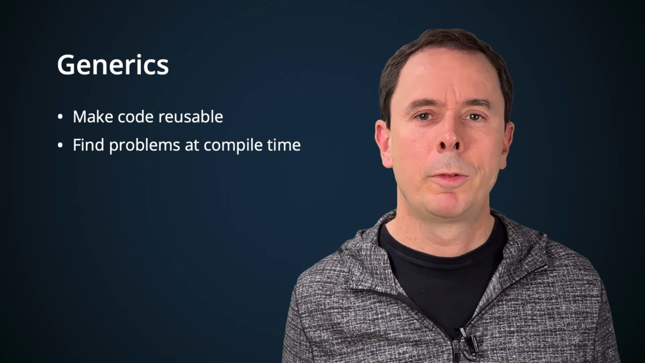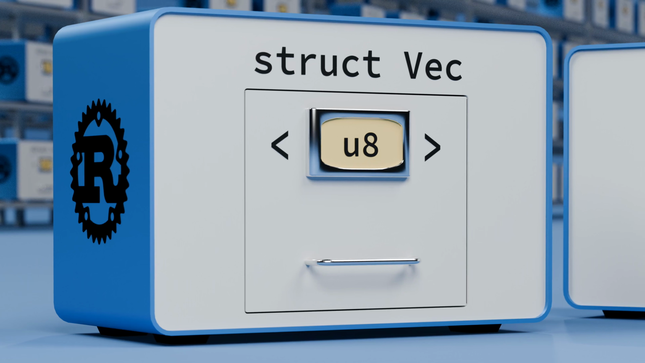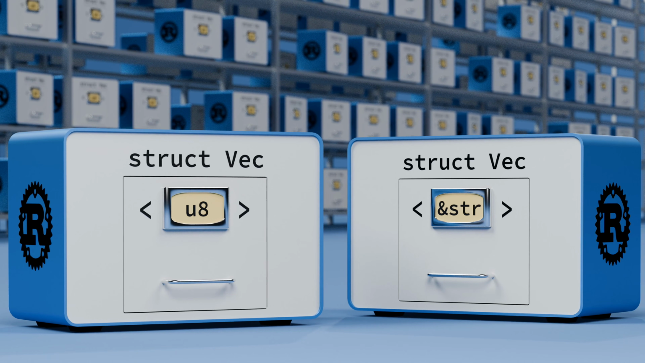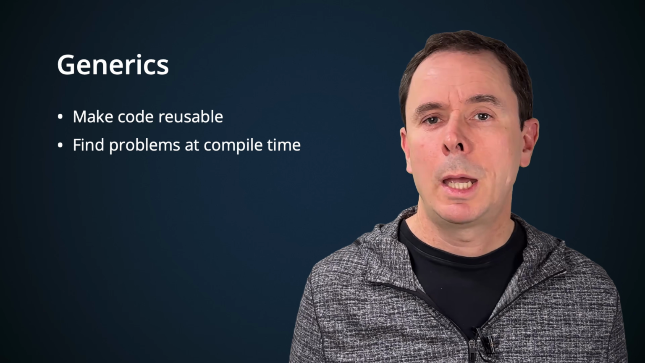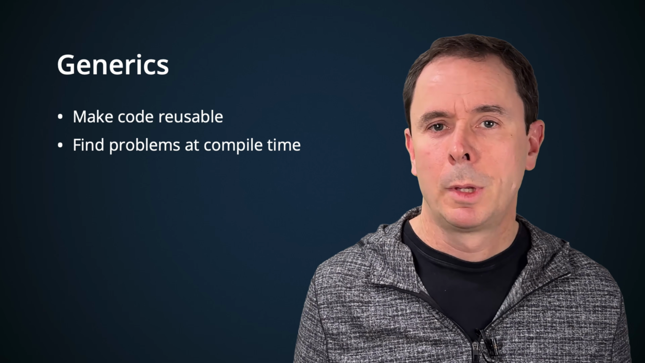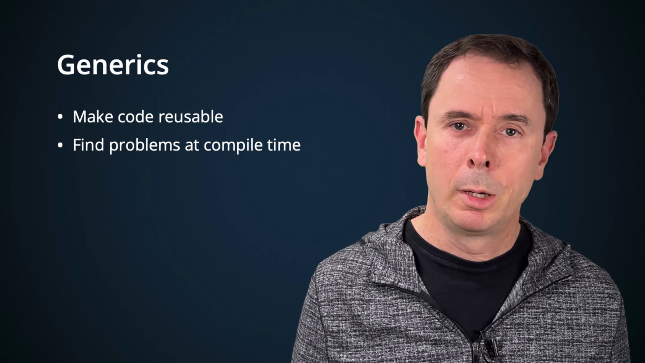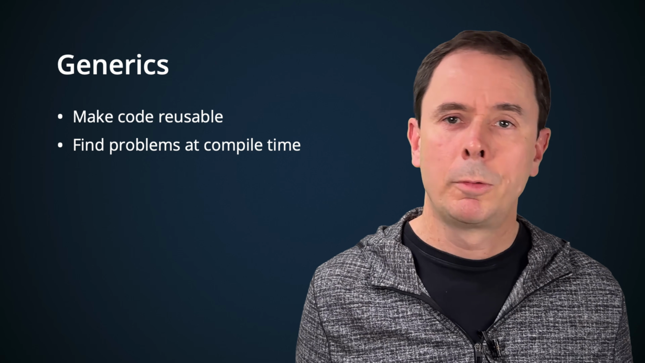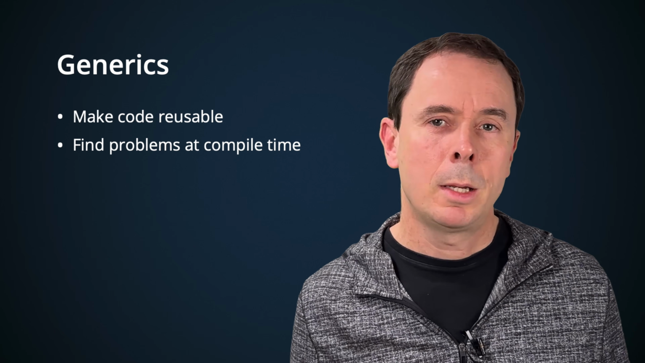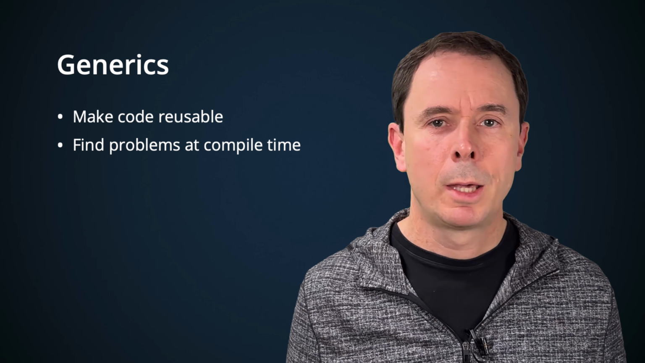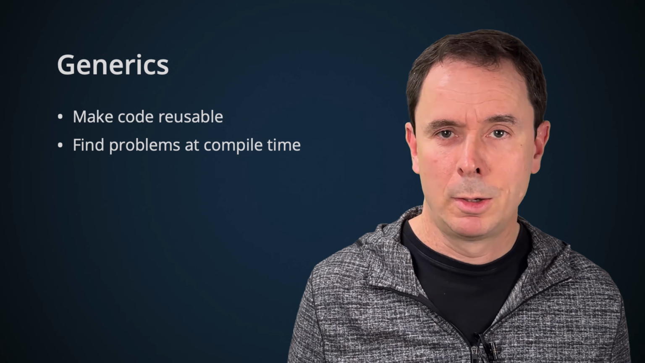Second, generics help with finding problems at compile time. When you have a Vec that contains bytes, that's a distinct type from a Vec that contains strings. The compiler tracks what the type is and checks that it's used consistently. So if you try to put two different types of items into a single Vec, you'll get a compile error. Or if you take an item out of a Vec and treat it as something different from what went in, you'll get a compile error. And I much prefer finding stuff like that at compile time rather than having to debug at runtime.